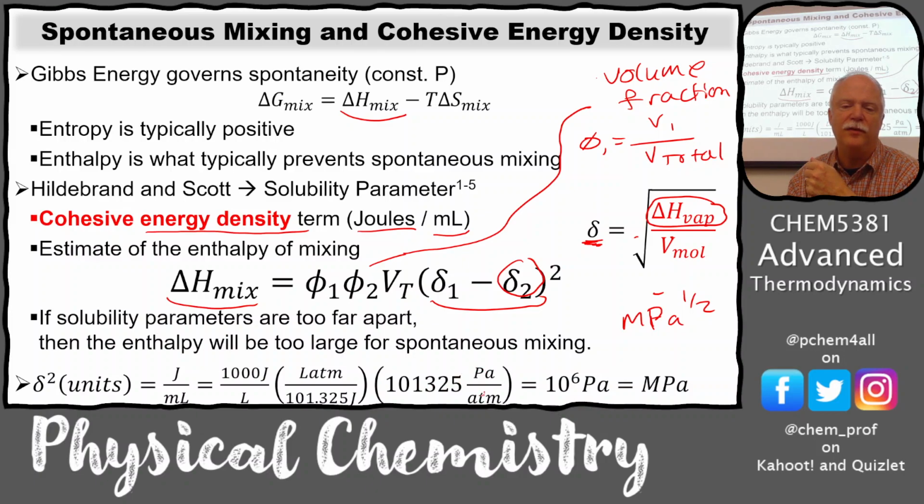101,325 pascals per atmosphere. Okay, so the atmospheres have canceled, the liters have canceled, the joules have canceled, and we're at pascals. Now I have a factor of 1,000 for this joule, and I have 101,325 divided by 101.325. And so we can cancel those things, but don't forget the 1,000 there. So this is 10 to the 6th pascals or megapascals. So it's exactly the same number. So if I have 5 joules per mil, that's 5 megapascals.